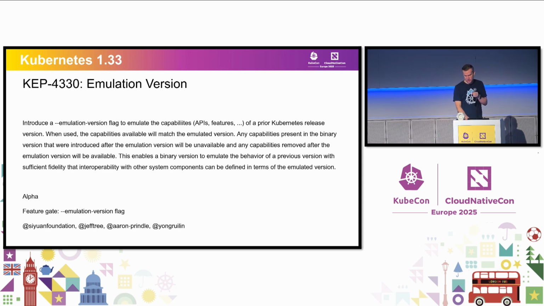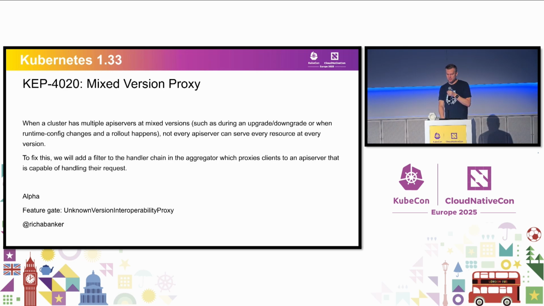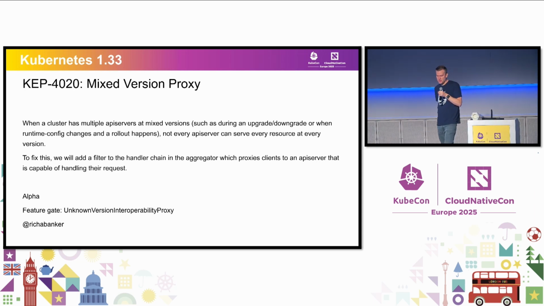And you're going to see a couple other KEPs that we've been working on related to safe upgrades. This is another one of those. I'm not going to spend a lot of time on it, but the idea of mixed version proxy is that when you're upgrading, especially a high availability cluster with multiple API servers, they're all not going to be the same version at the same time. You might have some that are 1.33 and some that are 1.32 because you're rolling your upgrades out.